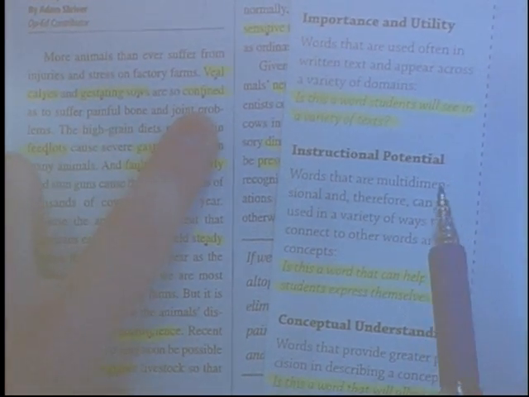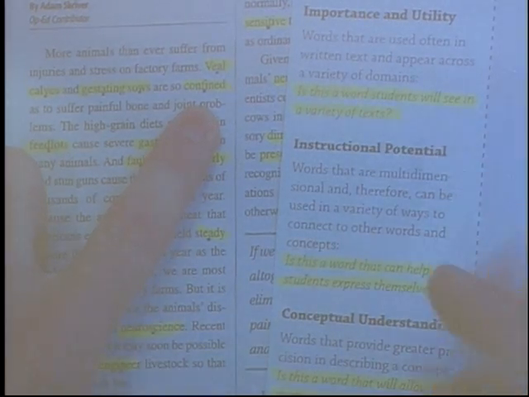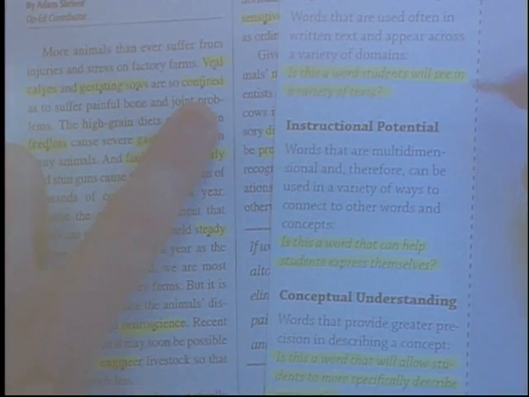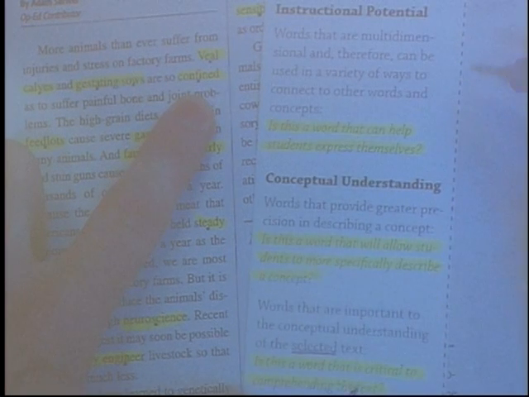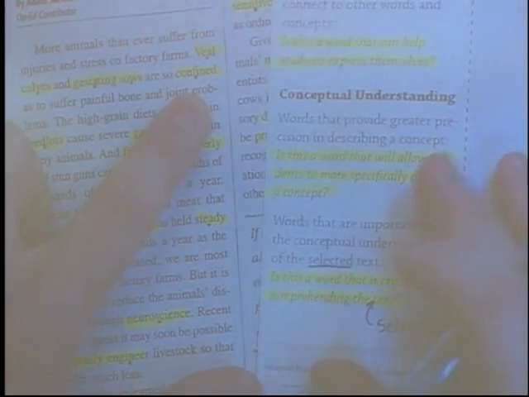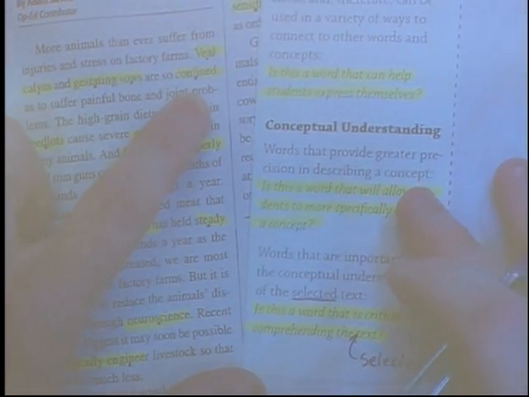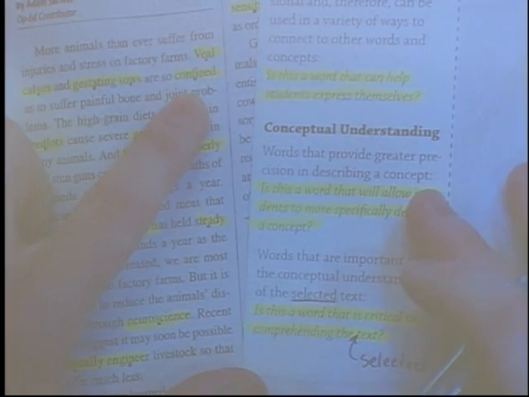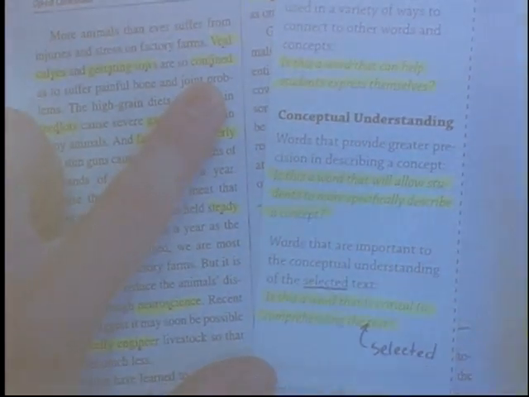Okay, how about confined? Well, let's go through it. Is this a word that students will see in a variety of texts? I think absolutely. Is this a word that can help students express themselves? I would love for my 7-year-old to say, Daddy, when you put me in my room in timeout, I feel so confined. I would love that.